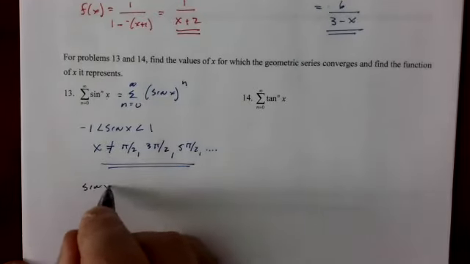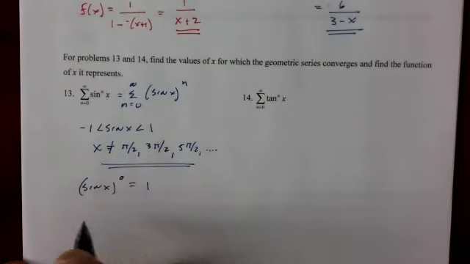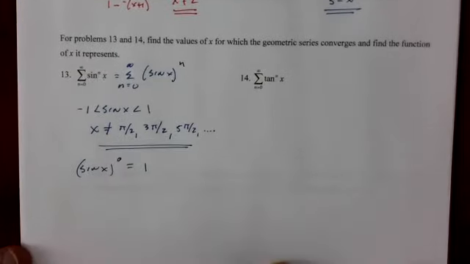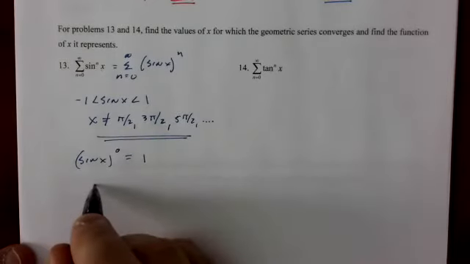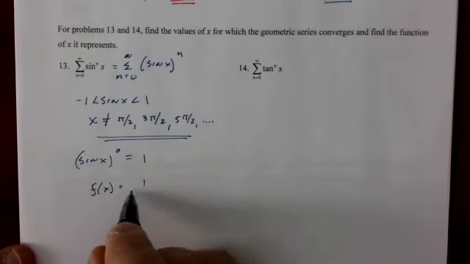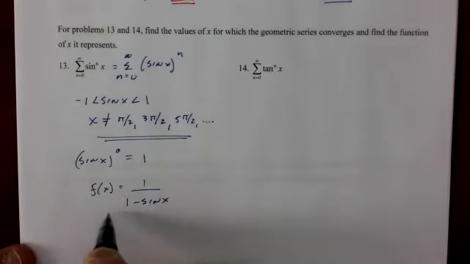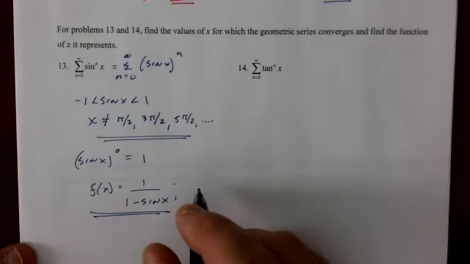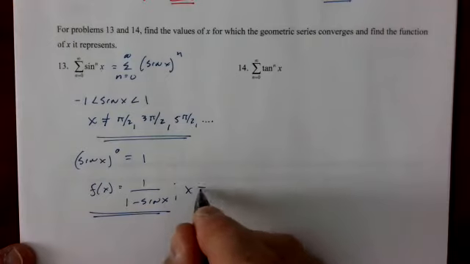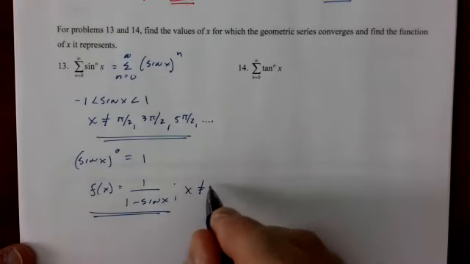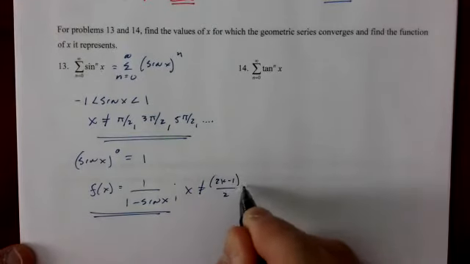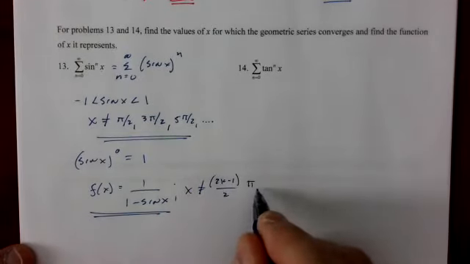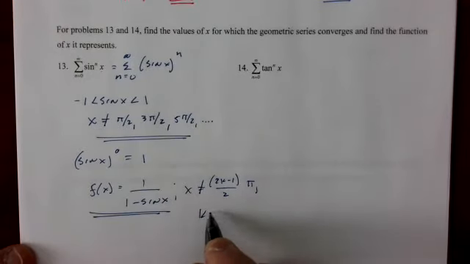So what's the first term? Well, sine of x to the 0 equals 1. So f of x equals 1 over 1 minus sine of x. And while I'm at it, let's talk about the interval. So as long as x does not equal (2k minus 1) over 2 pi, k is all integers.